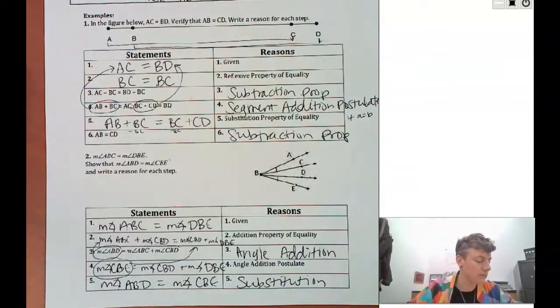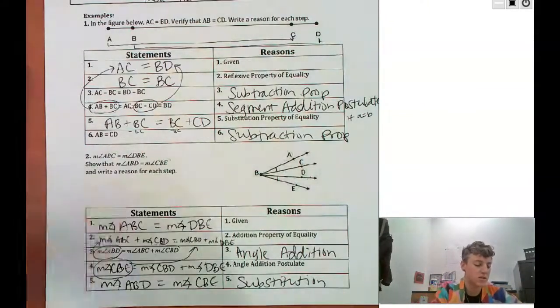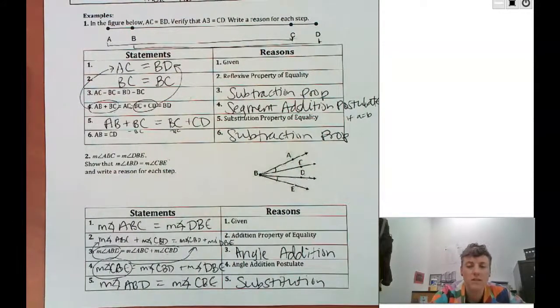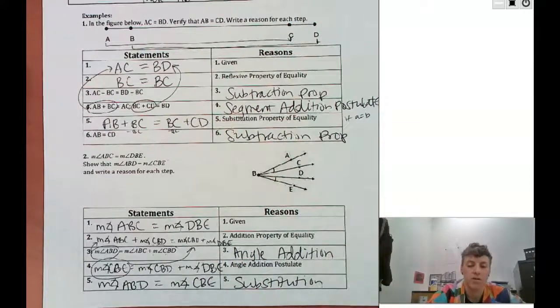Awesome. So good. Things to remember on both of these proofs. The segment addition postulate will pop up all the time. Two segments that are next to each other can be added to make a third segment. And same deal, the angle addition postulate will pop up all the time. Two angles that are next to each other can add to be a third angle.